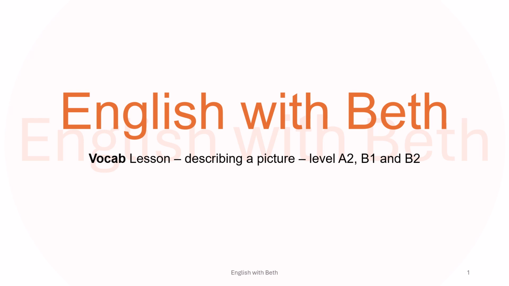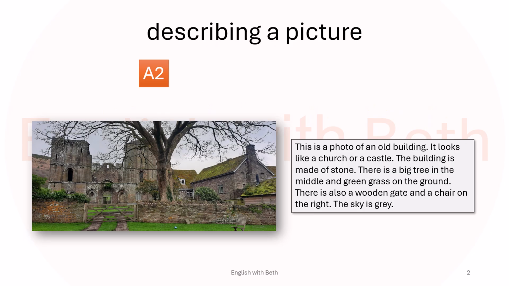And today we will look at how to get your writing from level A2 to B1 or even B2. So here is a short text describing a photograph, and this text is at A2 level. So let's read it through.